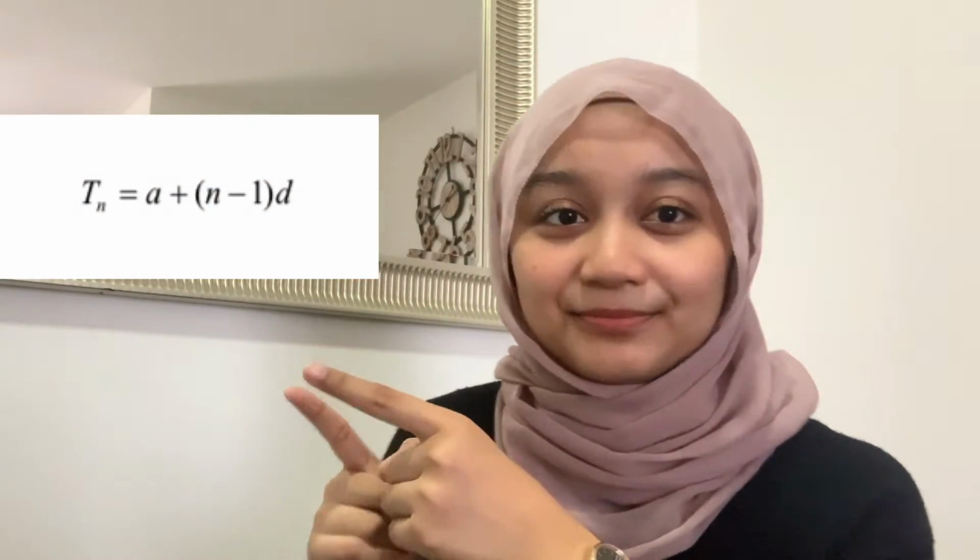What is arithmetic sequence? Arithmetic sequence is one in which the difference between any term and the preceding term is the same throughout. The common difference can be obtained by subtracting any term from the term which immediately follows it. For example, term 4 minus term 3, and then we got the common difference. And then we have a formula to find the nth term, which is a, the first term, plus n minus 1 times the common difference, or known as d.